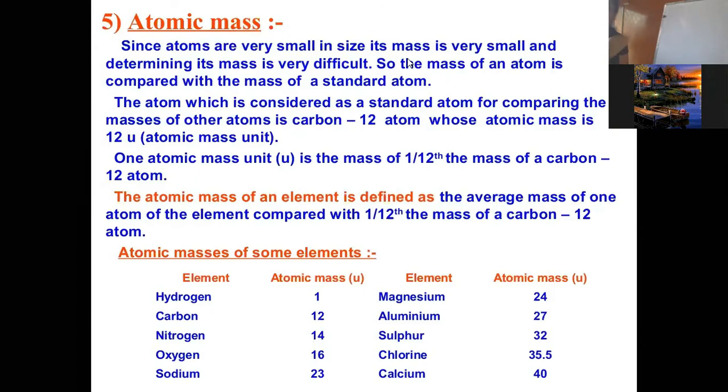The isotope which is to be taken for the reference is called C12. So what is C12? It's a carbon isotope whose atomic mass is taken as 12. So the atomic mass of carbon is taken as 12 units.